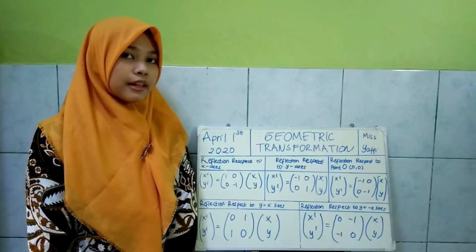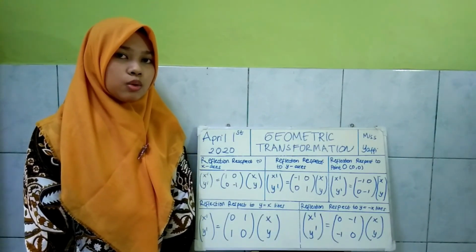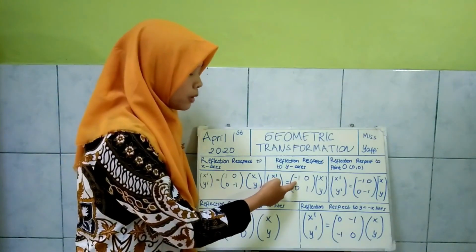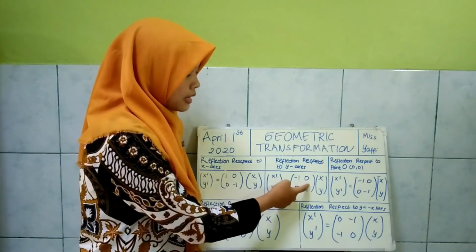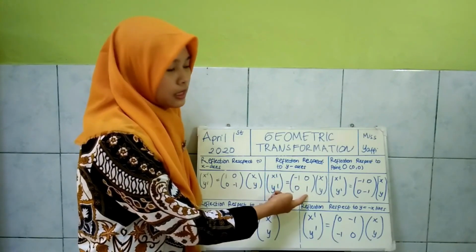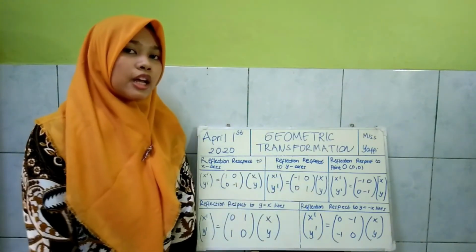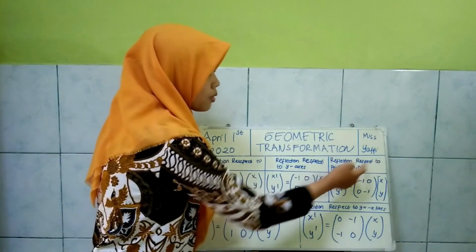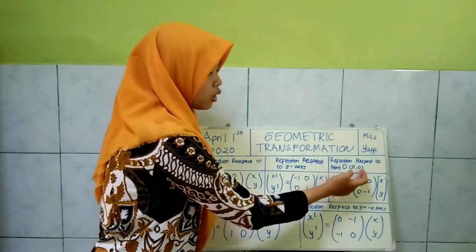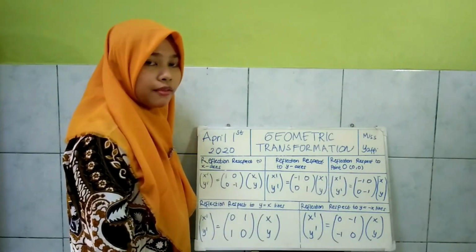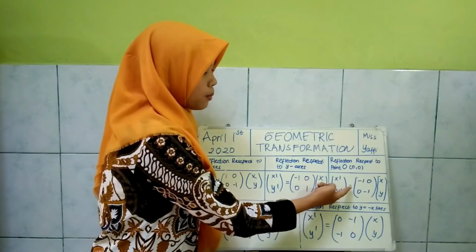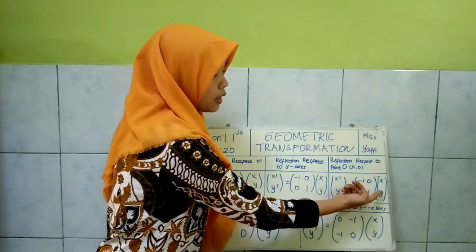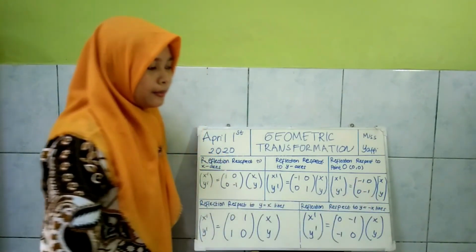And if we reflect Z with respect to the y-axis, then the coordinates of Z' are the multiplication of matrix (-1, 0, 0, 1) times matrix (x, y). If we reflect Z with respect to the point O with coordinates (0, 0), then the coordinates of Z' are the multiplication of matrix (-1, 0, 0, -1) times matrix (x, y).